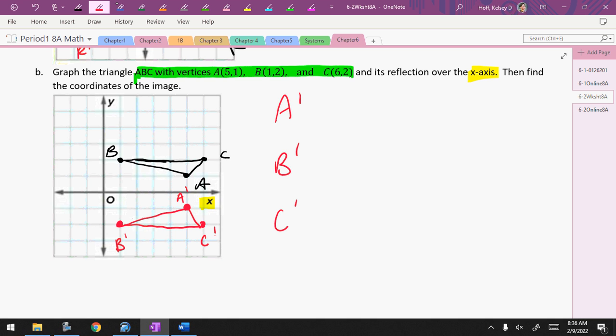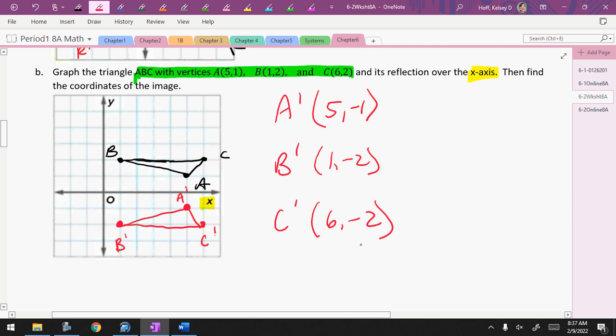Okay, who's got A prime for me? Bryce. 5, negative 1. You know how I know he's right? We went over the x-axis, so what letter changes? The y. So it was 5, 1, now it's 5, negative 1. Okay? Who's got B? Allison. 1, negative 2. And C, Sam. 6, negative 2. Okay?